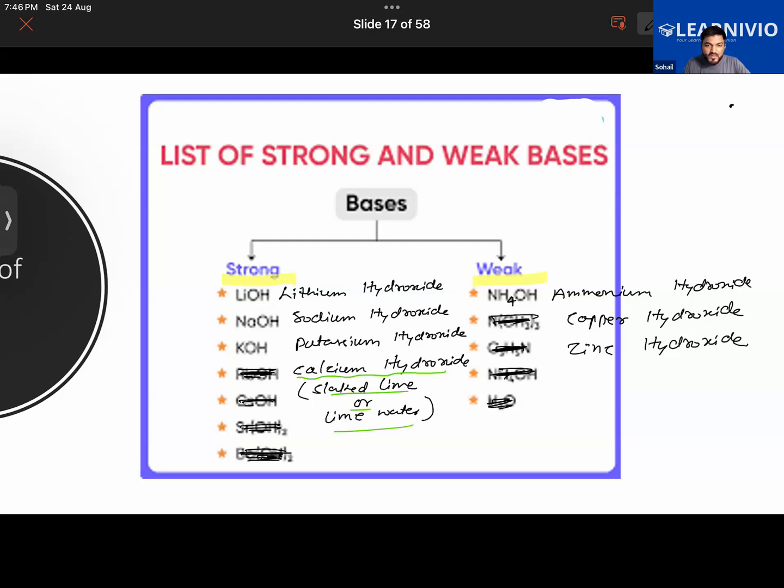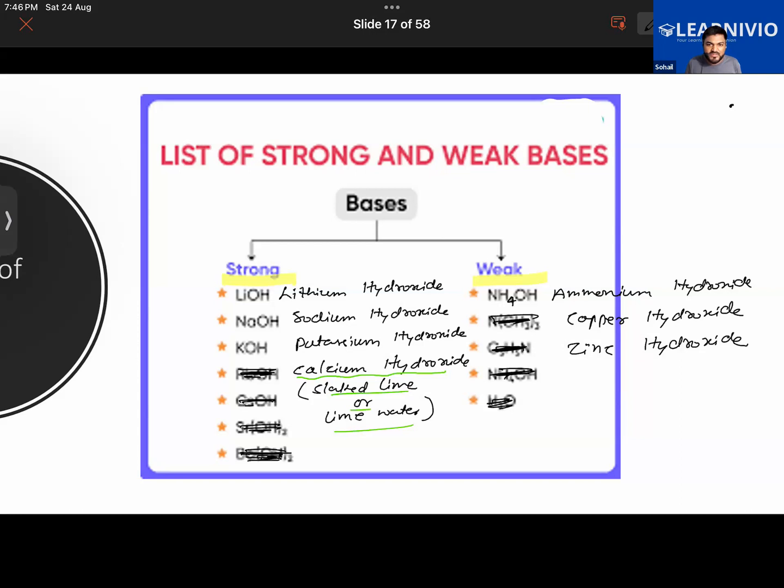Okay, so what we will observe now is that the strong bases, when they are dissolved in water, will be completely breaking up into charged particles. While when bases like ammonium hydroxide, copper hydroxide, or zinc hydroxide are dissolved in water, they do not completely break into the charged particles.